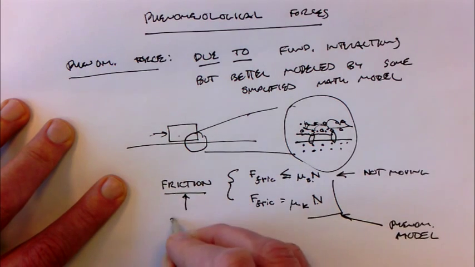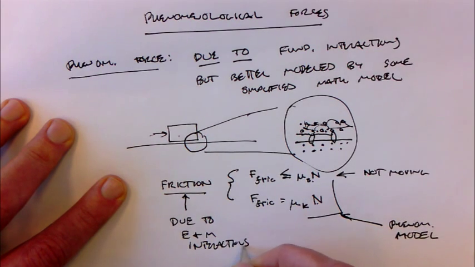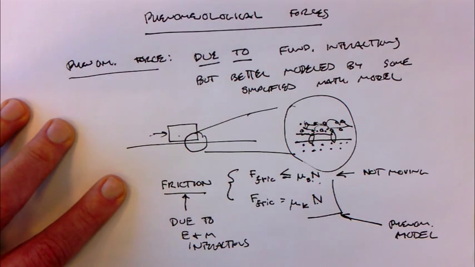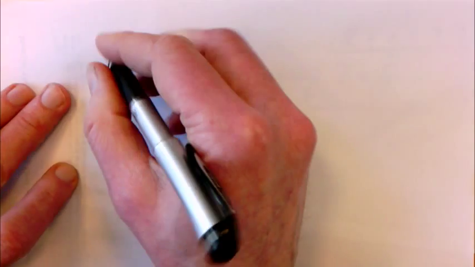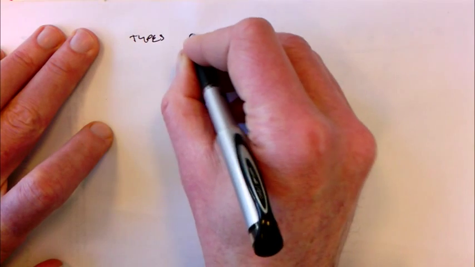It's due to E&M interactions, but it's modeled by a coefficient of friction and a normal force. If we think about what the different types of phenomenological forces are, there are a few that we encounter all the time that are worth mentioning. So I'll just make a table of the types of phenomenological forces that you'll mostly encounter.